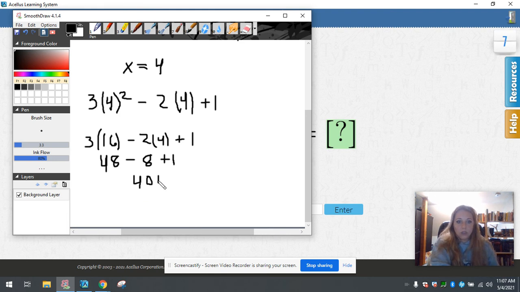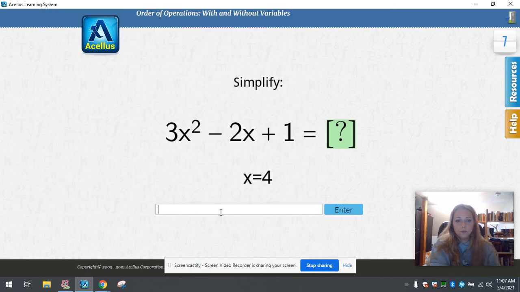I just slowly do this step by step, piece by piece, until finally I have just one simple step left. 40 plus 1 is 41. And I have my answer. I've evaluated this expression.